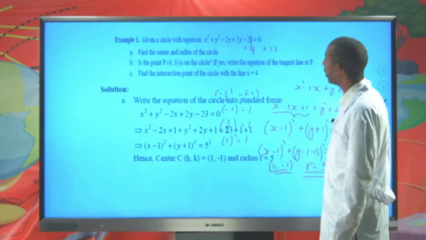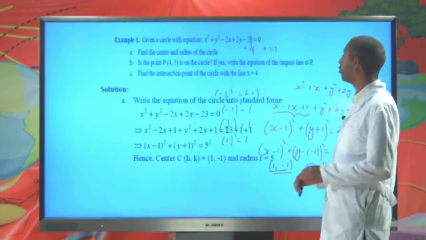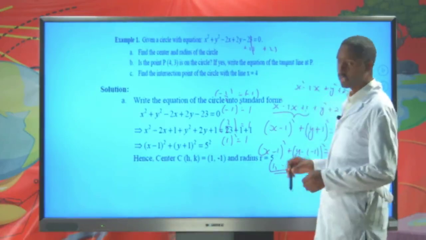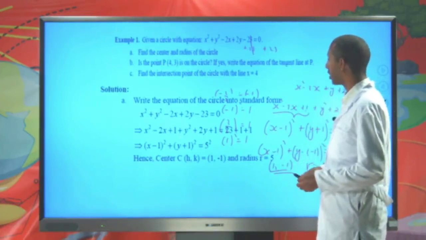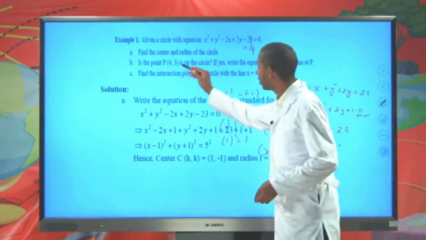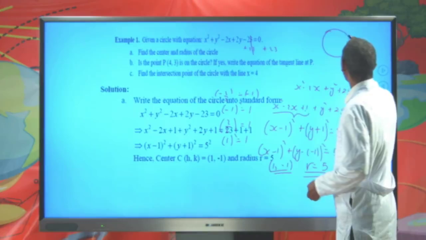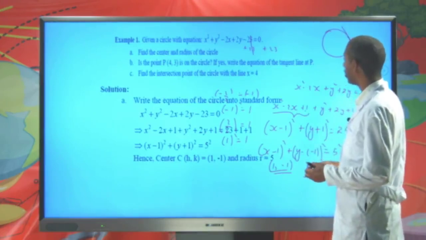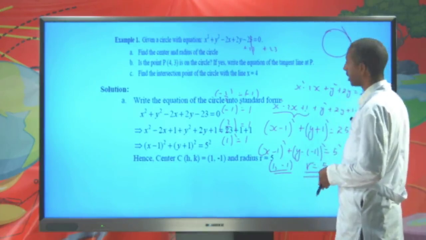Let's see B. We are asked to check whether the point (4, 3) is on the circle or not. If our answer is yes, we may be required to find the equation of the tangent line. If that point is on the given circle, there will be a tangent line which meets the circle at exactly one point. Then we can easily find the equation of this tangent line.